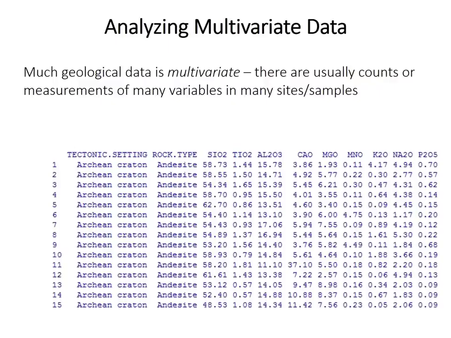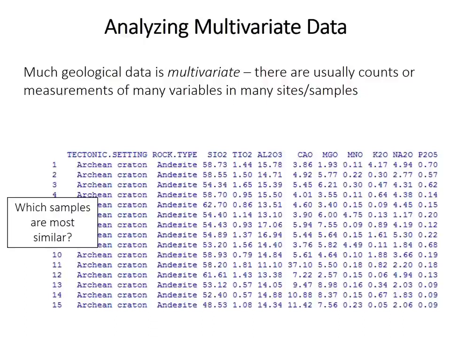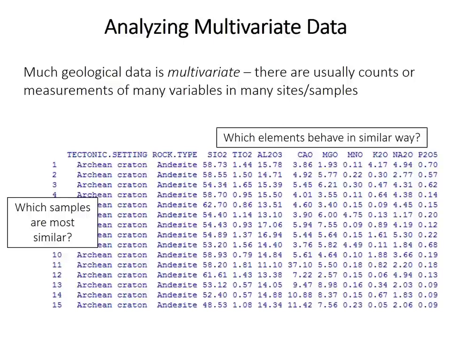A lot of the data that you encounter as a scientist or a geoscientist is multivariate. There are counts or measurements of many different variables in many different sites or samples. So this type of data is difficult or really often impossible to analyze qualitatively. You can't just look at this and figure out which samples are most similar to each other, or maybe just samples from particular categories like rock types or tectonic settings in this case tend to group together. We also want to know which variables, like elements in this case, behave in a similar way. And by knowing these things, we can tell something about the processes that govern the distribution of these samples and their occurrence and their abundances and so forth.